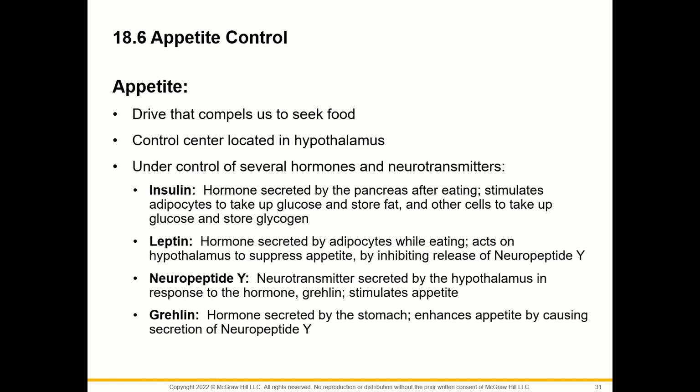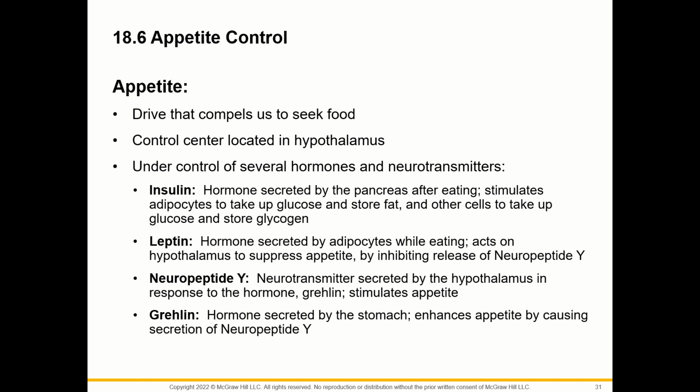Appetite control. The appetite is the drive that compels us to seek food. The control center is located in the hypothalamus, and it's under the control of several hormones and neurotransmitters, including insulin, leptin, neuropeptide Y, and ghrelin. Insulin is the hormone secreted by the pancreas after eating. It stimulates adipocytes to take up glucose and store fat, and other cells to take up glucose and store glycogen.